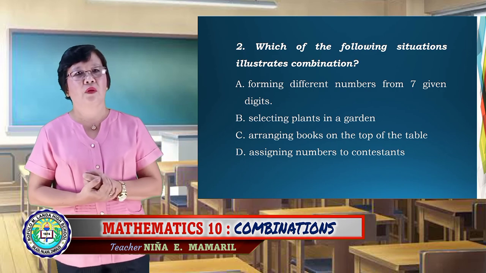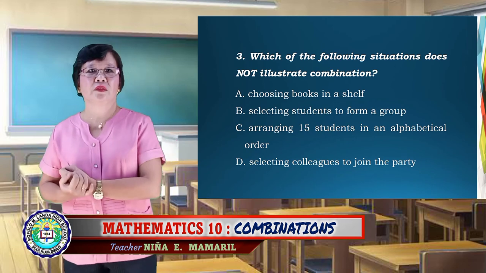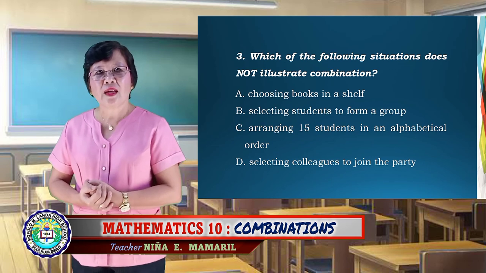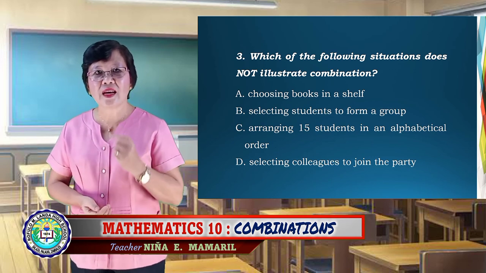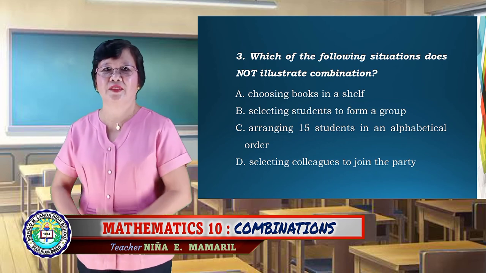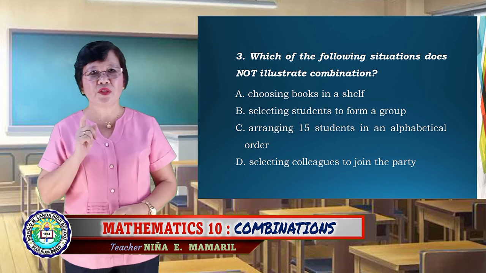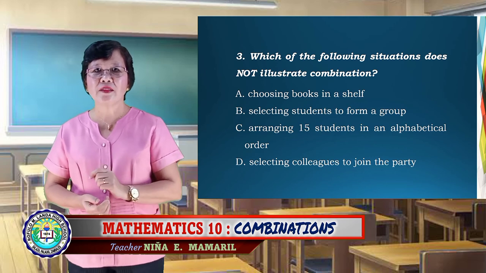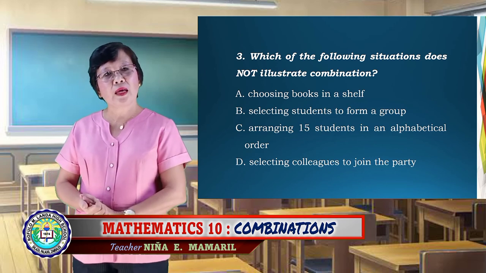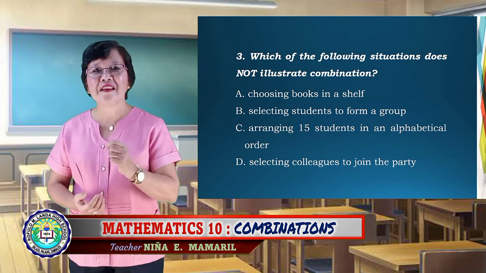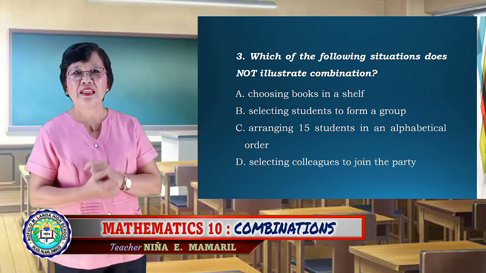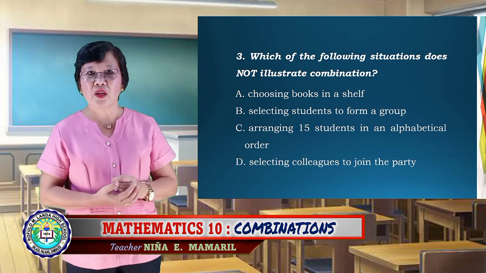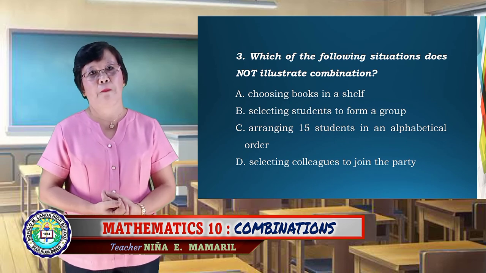Okay, let us continue. Number three question in your assessment. Which of the following situations does not illustrate combinations? Letter A, choosing books in a shelf. Letter B, selecting students to form a group. Letter C, arranging 15 students in an alphabetical order. And letter D, selecting colleagues to join the party.